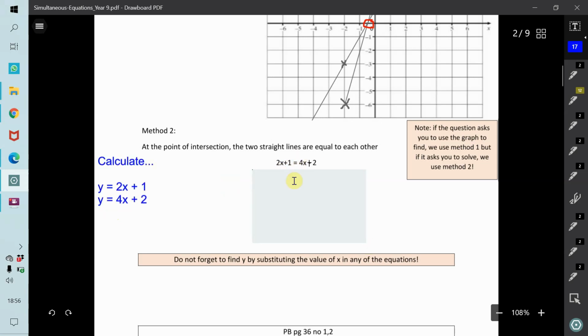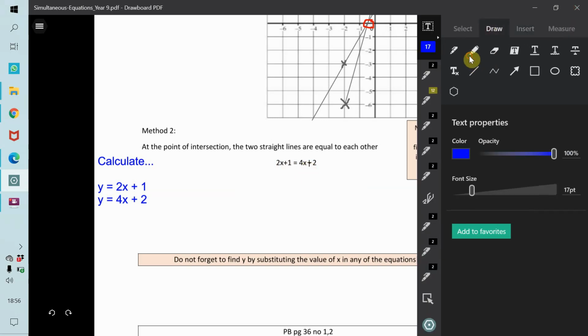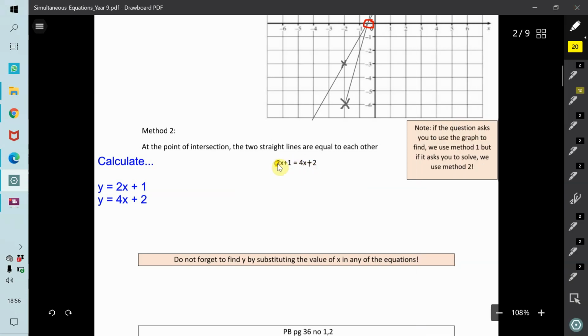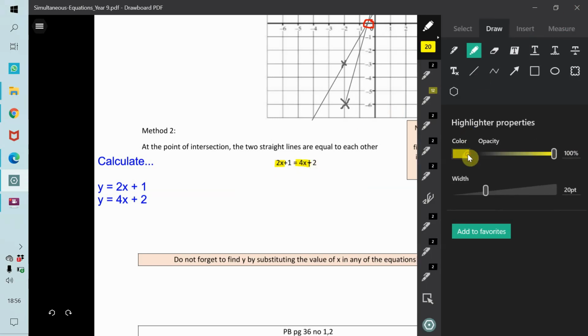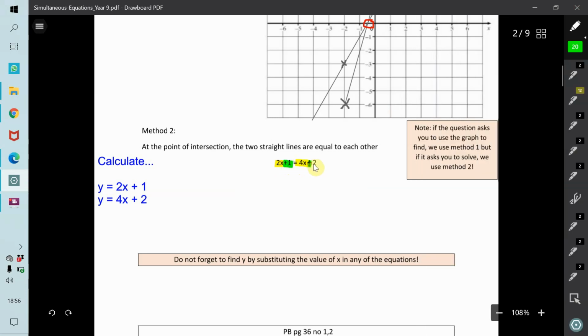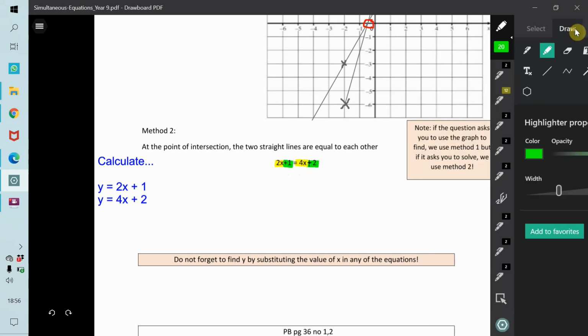So let's find the value of x. Let's collect like terms. So 2x and 4x are the same. I can use a marker for you so that we can mark them out. So 2x and 4x are the same term. And I'll use a different one. Plus 1 and plus 2 are the same.